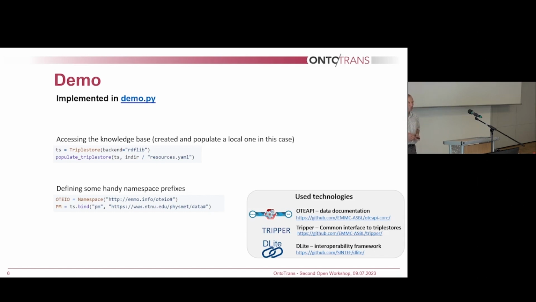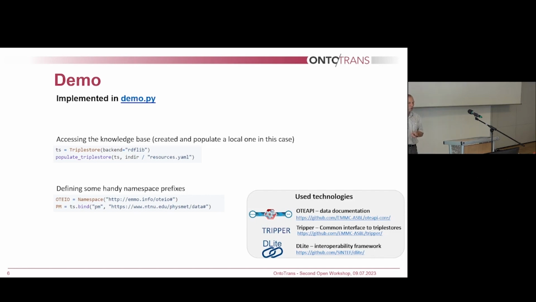Then the next line populates the triple store. There's a small utility function that does that. So that will simply put all our data documentation in that triple store. So from now on, we are working against the triple store. Then we define some handy namespaces.